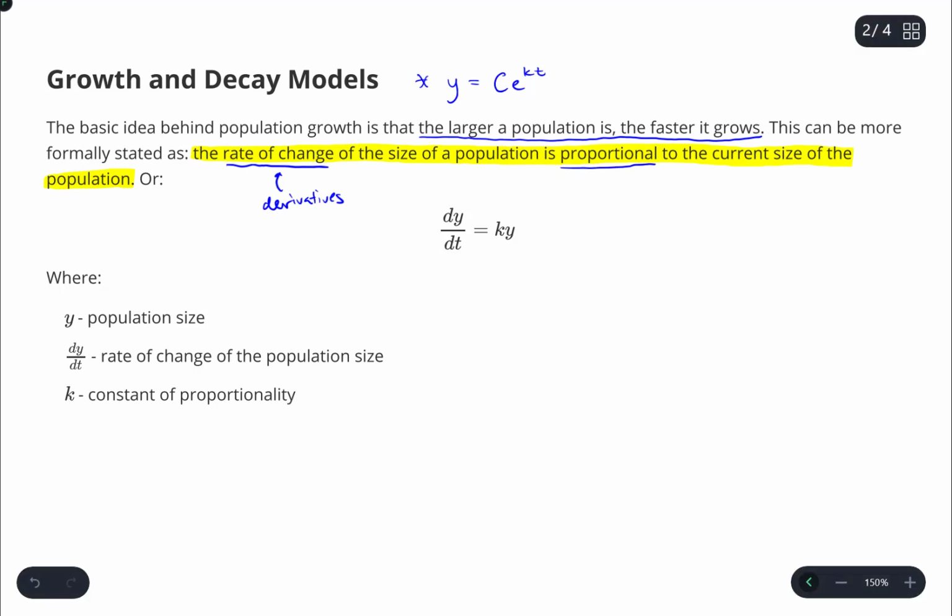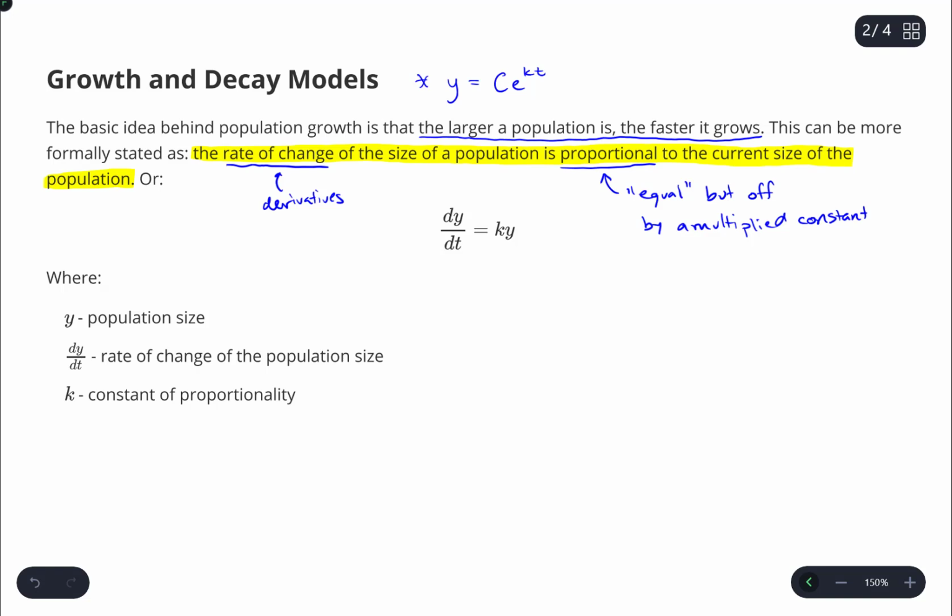So the rate of change of the size of the population is proportional to the current size of the population. So whatever the current population size is determines how quickly it's going to change. Now, proportional means kind of like equal, but not exactly. It means equal, but possibly off by a multiplied constant. So let me write that in.